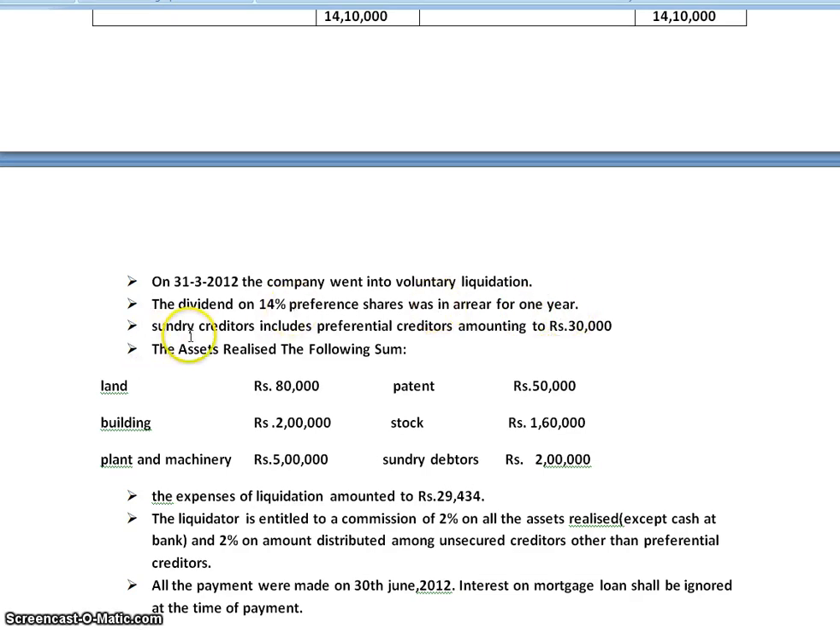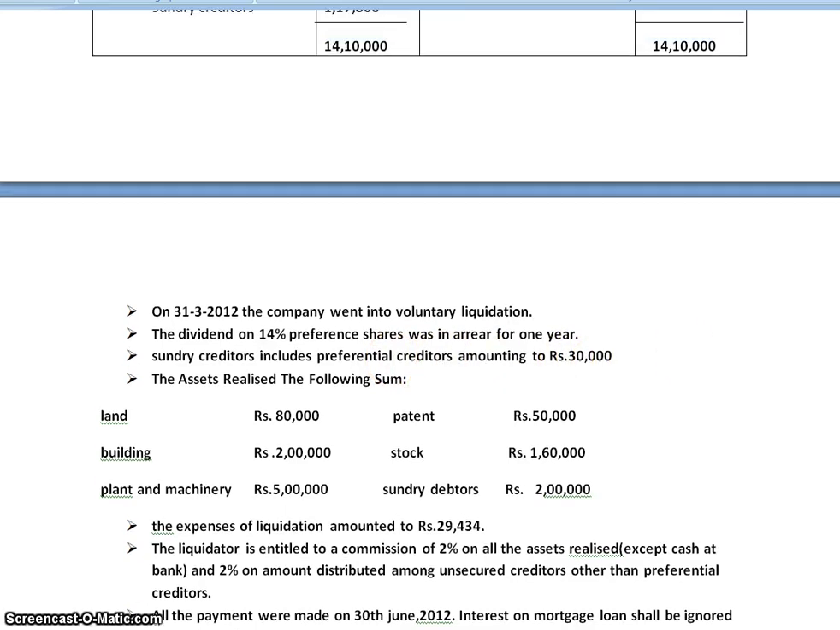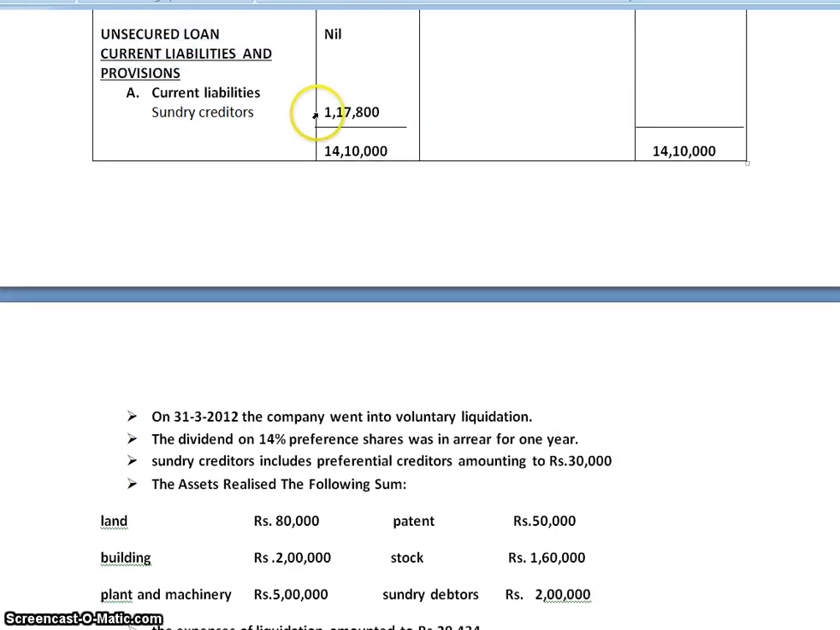Next, sundry creditors include preferential creditors amounting to rupees 30,000. The sundry creditors total is 1,17,800. Out of this, 30,000 of the creditors will come under the category of preferential creditors.